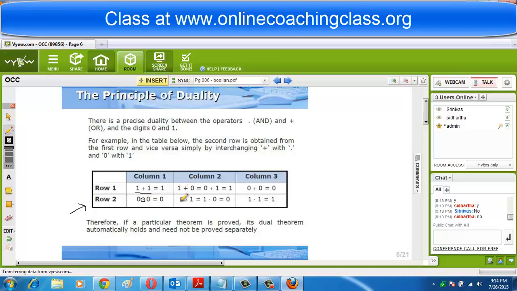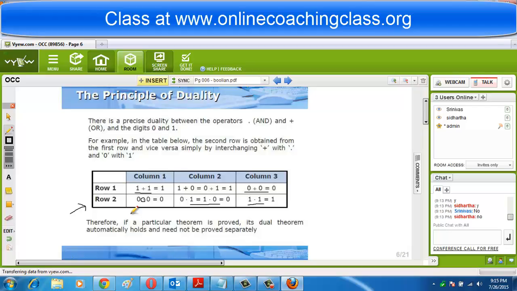In place of 1, we put 0. In place of 0, we put 1. In place of plus, we put dot. And the answer is 1. And again, see, the relation between row 1 and row 2 is just complementing each other. See, 0 plus 0 is 0, 1 dot 1 is 1. So these two, row 1 and row 2, are totally complemented to each other, and it is called the principle of duality. Not a very important thing, but a thing which you can remember.